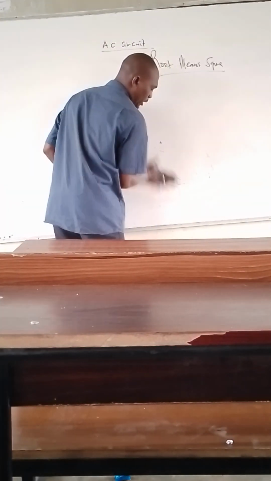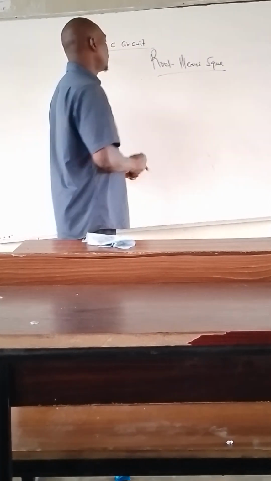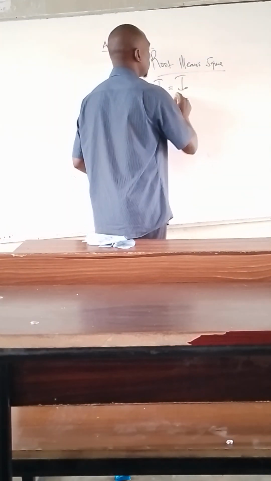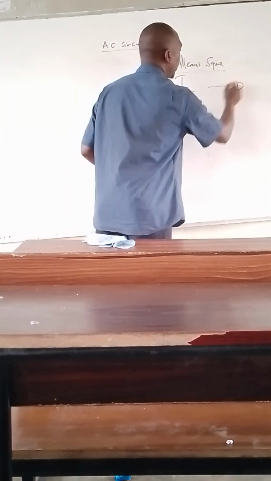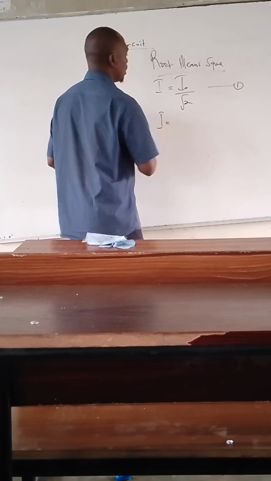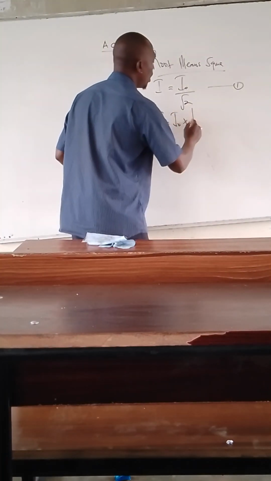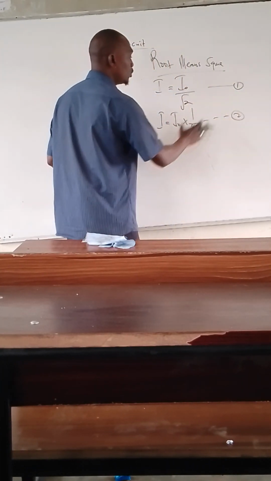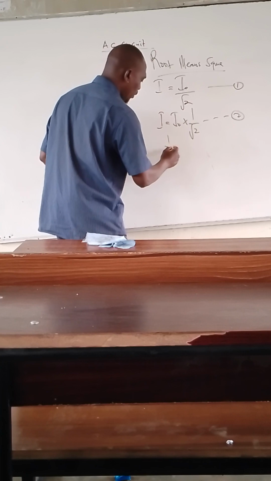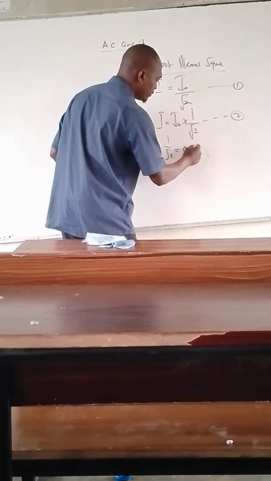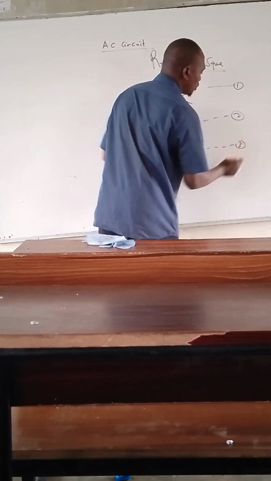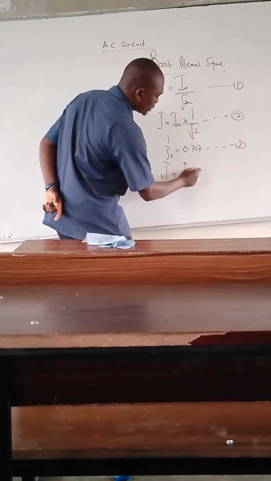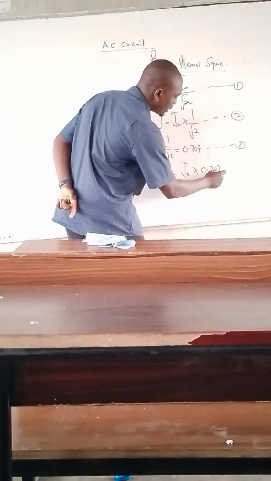To get the root mean square current, we have I is equal to I naught over the square root of 2. We call this equation 1, which is also equal to I naught times 1 over the square root of 2. We call this equation 2. Substituting 2 in 1, the square root of 2 is equal to 0.70. We call this equation 3. Substituting 3 in 1, we have I is equal to I naught times 0.70.